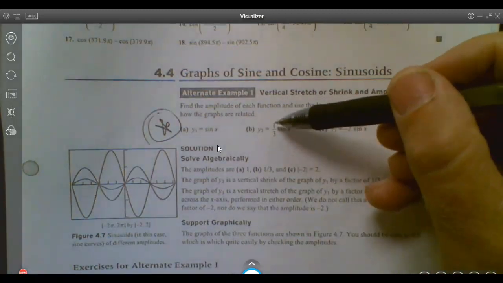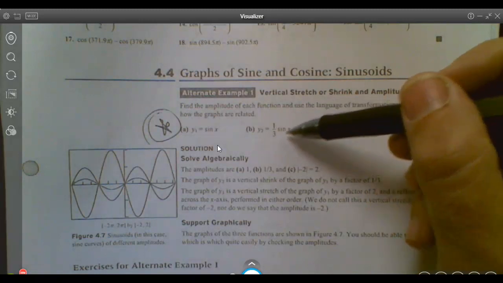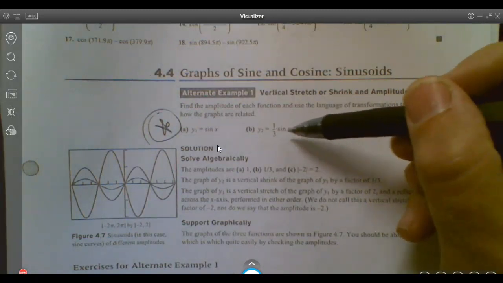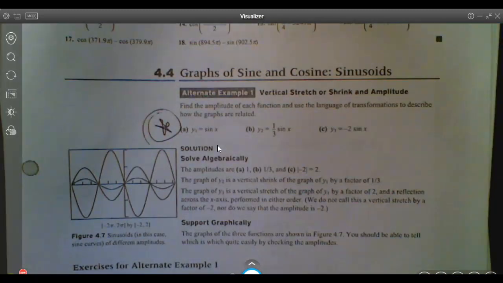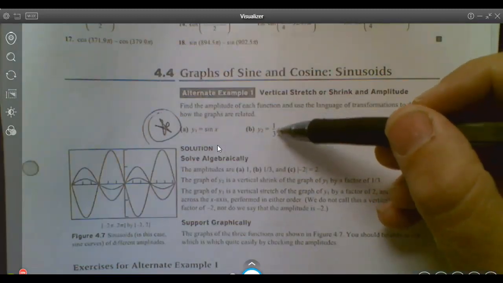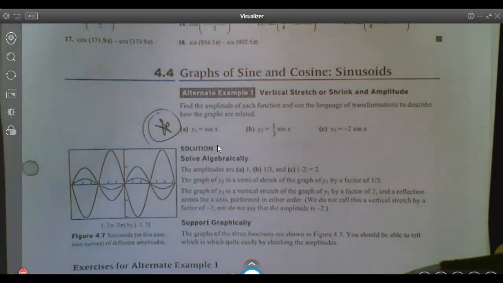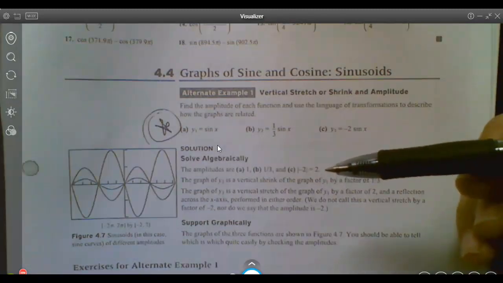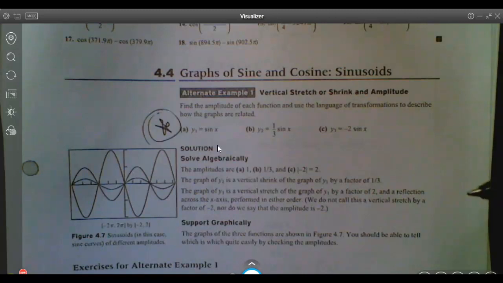Because this number in front is being multiplied to the entire function, we would see it as affecting our graph vertically. So it's either going to be a vertical stretch or shrink, just like it was in the past with other functions. Of course, if it's a number less than 1, like a third, we're going to see this as a vertical shrink by a factor of a third.